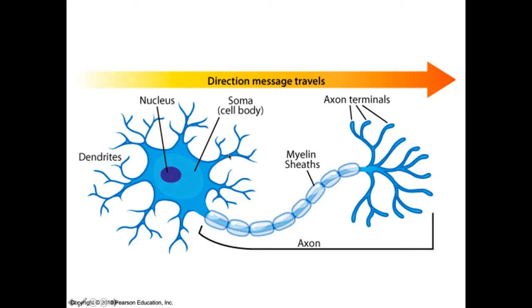So again, you have dendrites. Just think of your hand, right? If you look at your hand, you have your fingers. That would be the dendrite. The palm of your hand would be the cell body. And then your forearm would be the axon that's protected by the myelin.